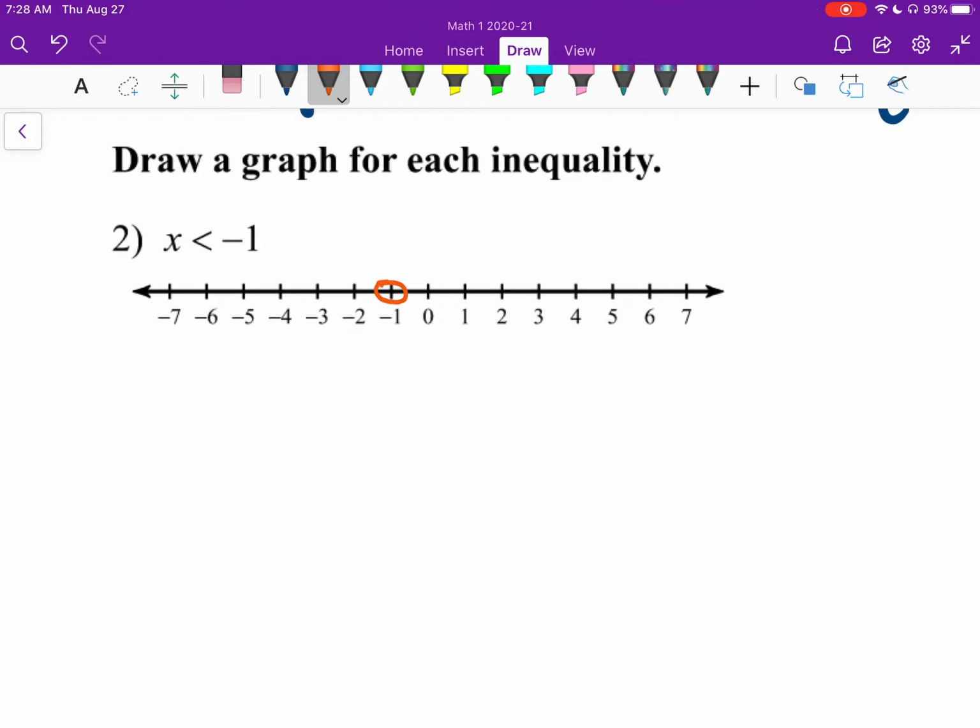And now I want to decide which side do I shade on. A lot of the time it's really easy to use 0. So I'm going to say, well, 0 is less than negative 1. Is that true? And the answer is no. So I do not shade with the 0. I shade away from 0, so I know I shade over here. Okay? You could have picked any other number. The 0 is not special in this case.